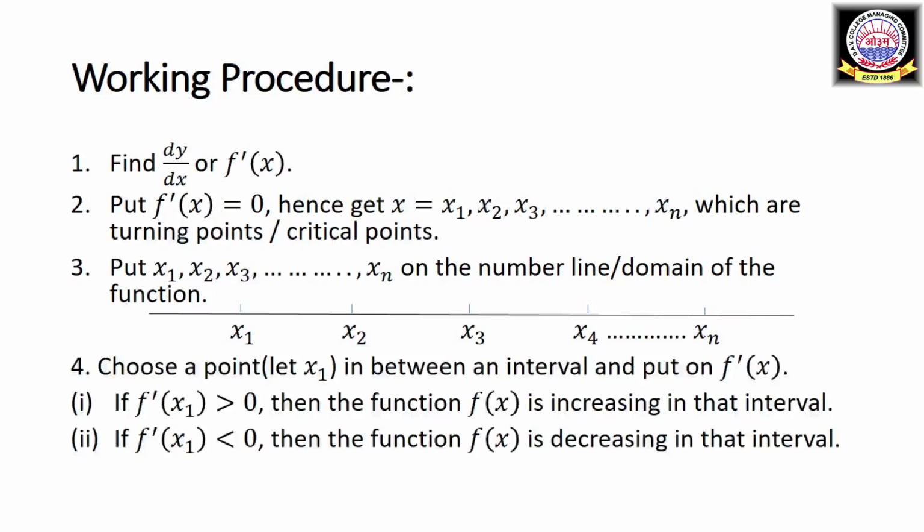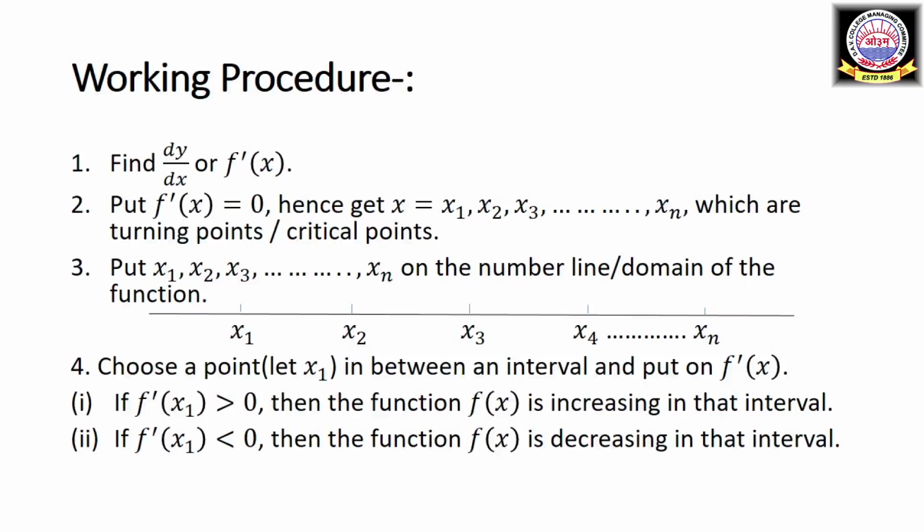The fourth point: select a point in between any interval and put it on f dash x. You choose any point, say x1, within an interval and put the point on f dash x, means on the derivative.